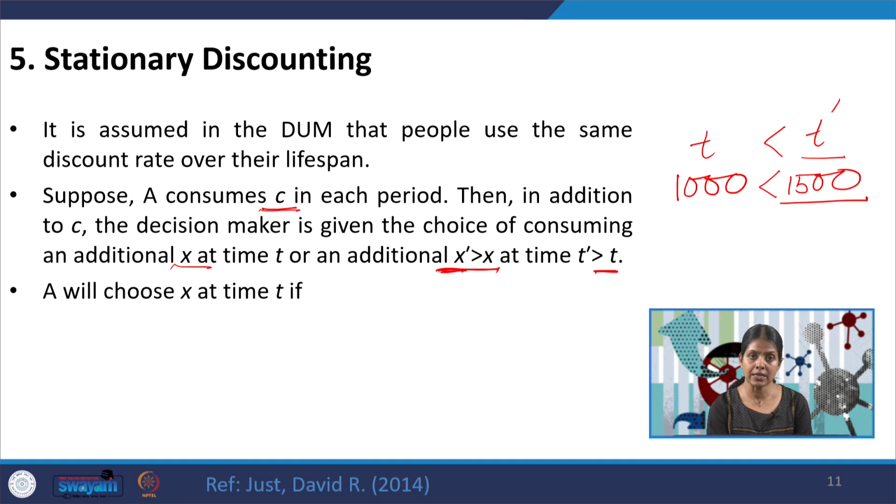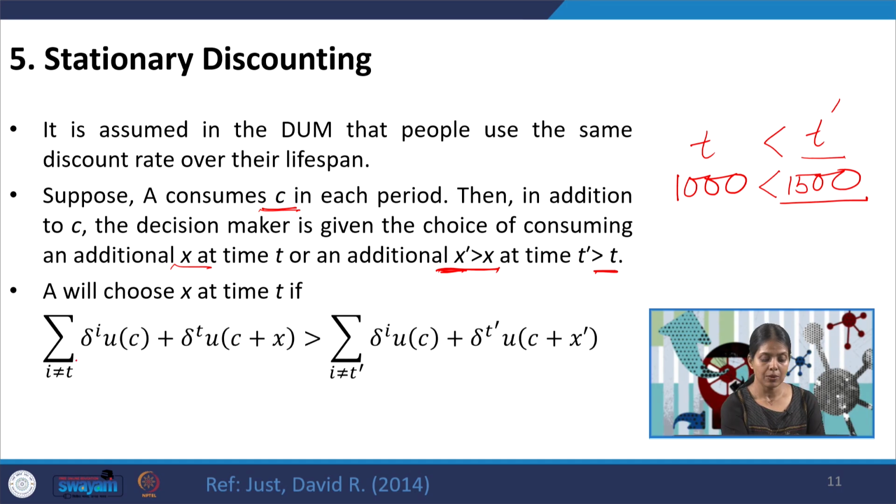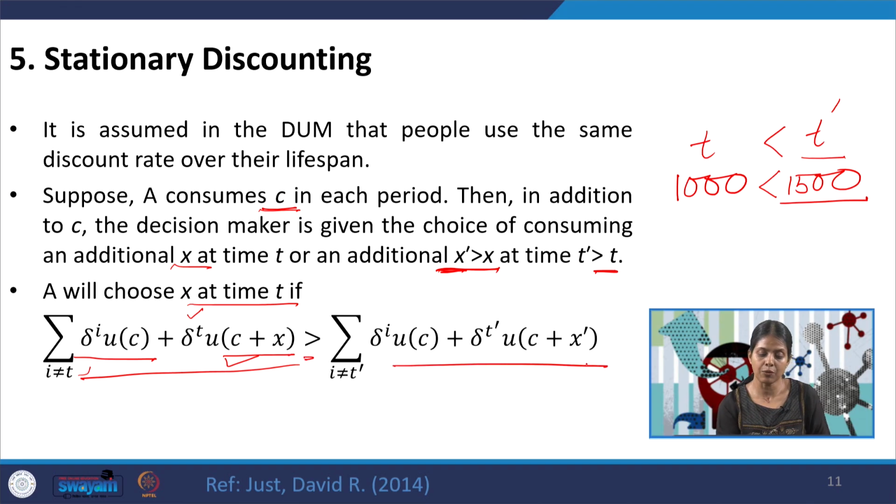A will choose x at time t. What is happening here is that I am first of all summing up all the consumption, present as well as future, excluding time t, and then for time t I have utility from C plus x, which is of course multiplied by the discount factor delta raised to the power t. A will choose x at time t if this is greater than this, and what is this?